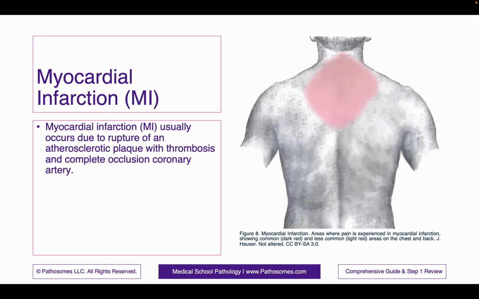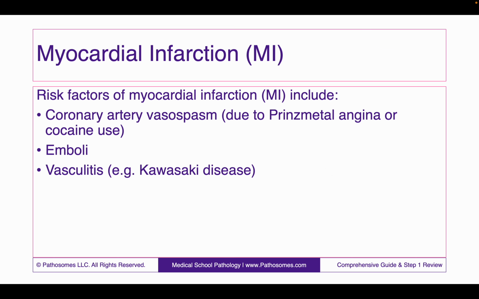Myocardial infarction usually occurs due to rupture of an atherosclerotic plaque with thrombosis and complete occlusion of a coronary artery. Risk factors of myocardial infarction include coronary artery vasospasm, such as that due to Prinzmetal angina or cocaine use. Emboli can do this, as well as vasculitis, like Kawasaki disease.